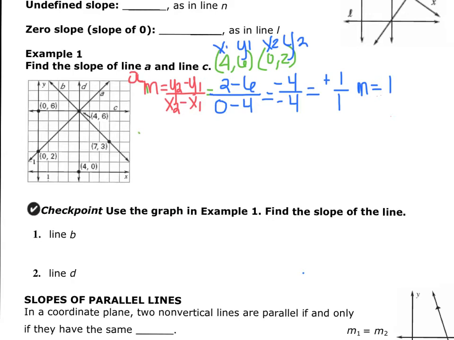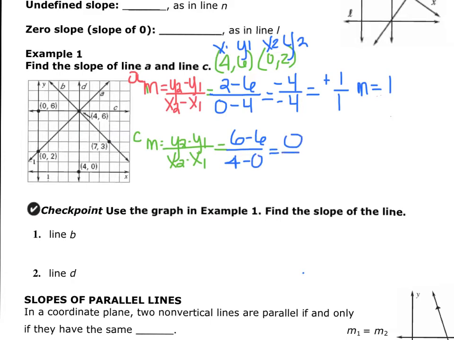All right, line C. Again, the slope formula: y2 minus y1 over x2 minus x1. They've given us our ordered pairs here, (0, 6) and (4, 6). So 6 minus 6 is 0, and 4 minus 0 is 4. So you have the 0 on top, and you can put 0 divided by 4 in your calculator, and you're going to come out with 0.